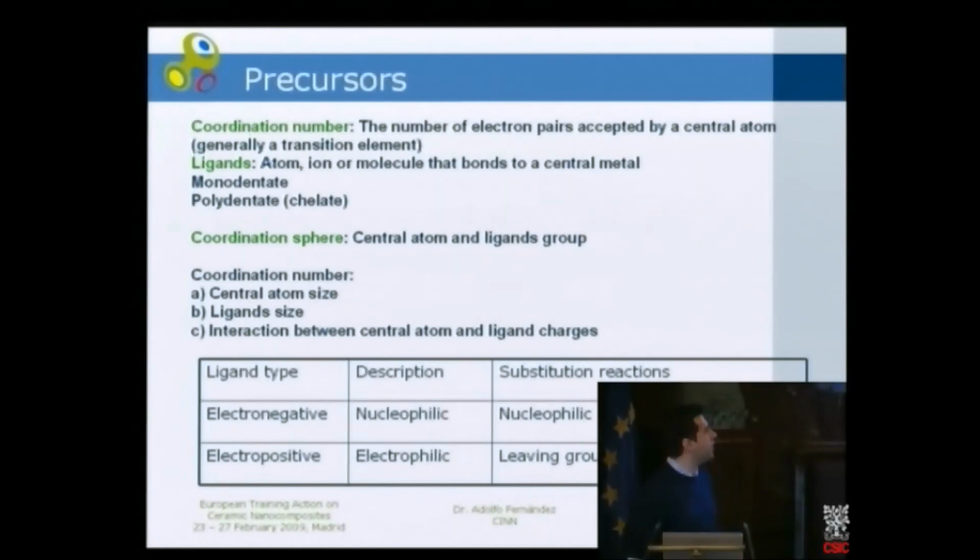The coordination number of a metal depends on the metal itself and on its size, the size of the ligands that are going to be bonded, and the type of interaction between the central atom and the ligand. On the other side, the ligands can be classified, depending on whether they are electronegative or electropositive, as nucleophilic or electrophilic, and they can act in the substitution reaction as nucleophile or as leaving group, respectively.